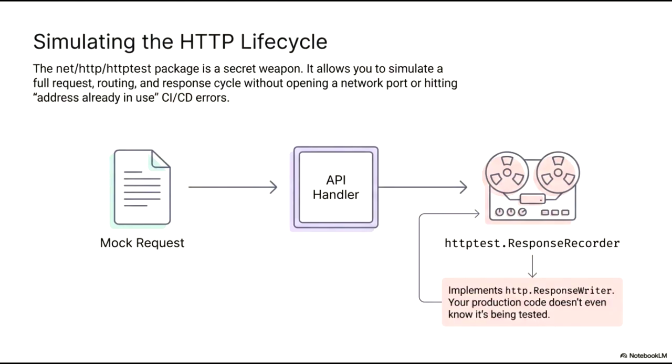As illustrated in the diagram, the process begins with a mock request. This request is passed directly into your API handler, mimicking the behavior of a live environment. The critical component here is the httptest.ResponseRecorder. Because this recorder implements the standard http.ResponseWriter interface, your production code remains entirely unaware that it is being tested.